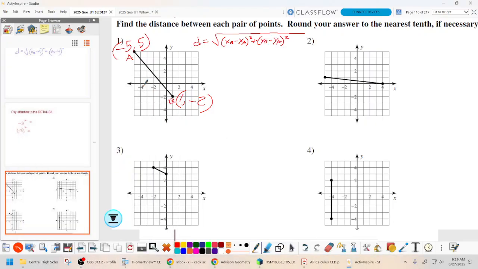Alright, so I've labeled these points A and B. Do you think it matters if I reversed those and called it B and A for this? Does it matter? Actually, not at all. So no pressure on picking which one is which. Alright, so xb is 1 minus xa, which is negative 5. There's one of those double negatives that seem to get students, so be careful. Okay, yb is negative 2, and ya is 5. So negative 2 minus 5.